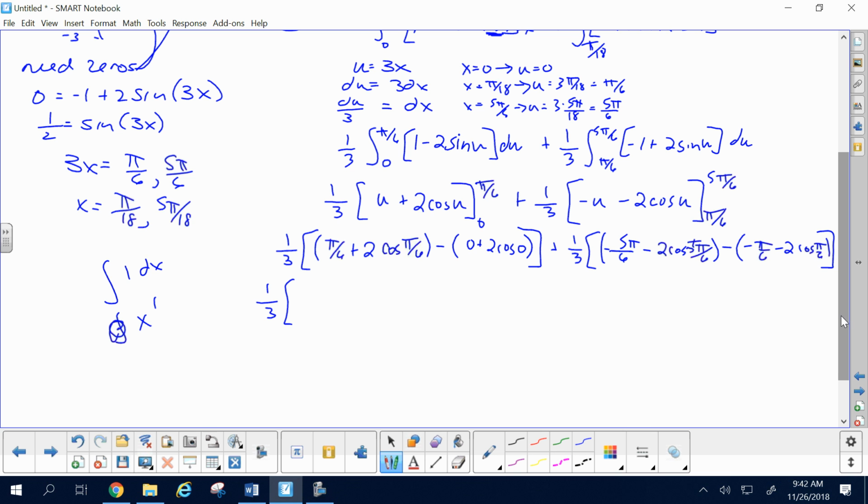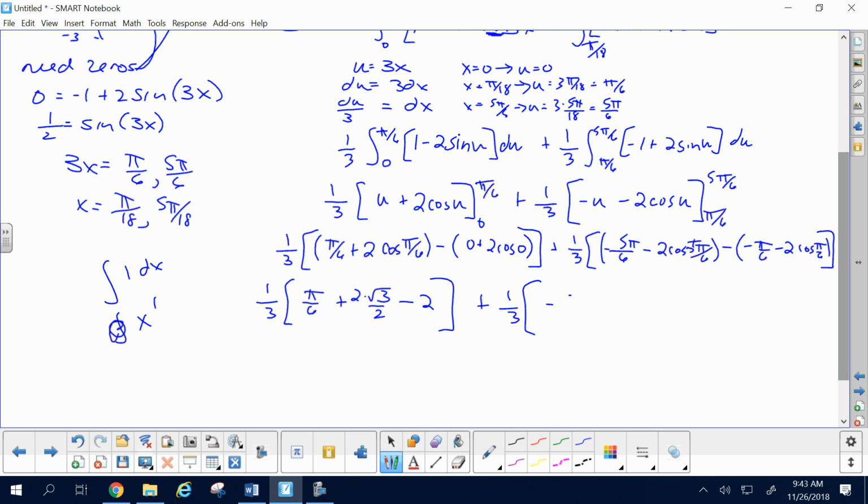Pi over 6 is fine. Boom, leave it alone. What's cosine of pi over 6? Root 3 over 2. So that's 2 times root 3 over 2. Minus, now I've told you over and over again, don't assume that when zeros go in, it's 0. Because cosine of 0, for example, is 1. And so this would be a minus 2 when I evaluate the cosine and distribute the negative. You follow? Okay. Close that, open up the third.